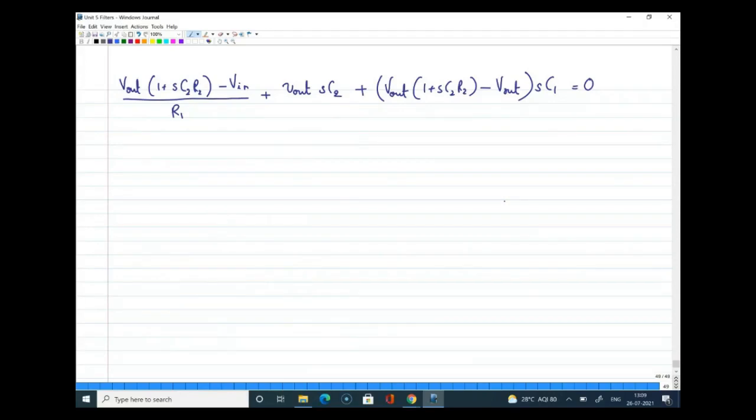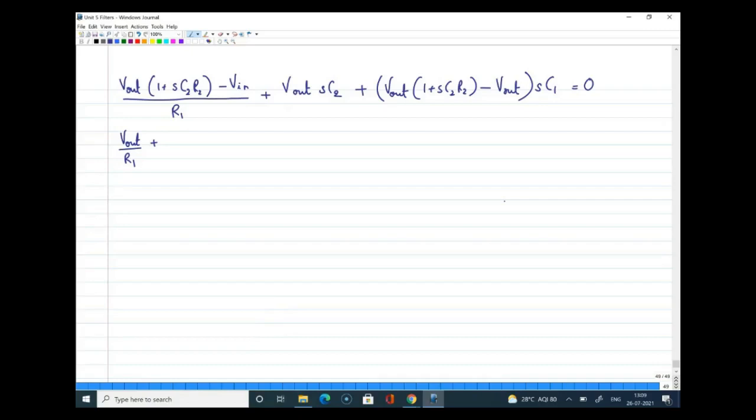All right. So I'm just continuing. What you can do is take all V out terms on one side and V in terms on the other side, or whatever way you want, you can work it out. I'm just taking V out by R1 as a first term. Sorry, all the V out are the same. Somewhere I have written the small one, it is okay. It is understandable that this is for a specific signal.